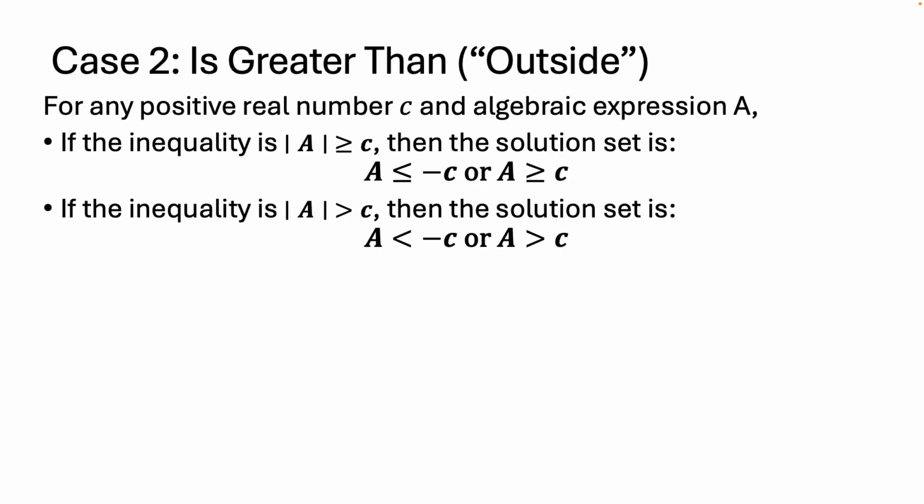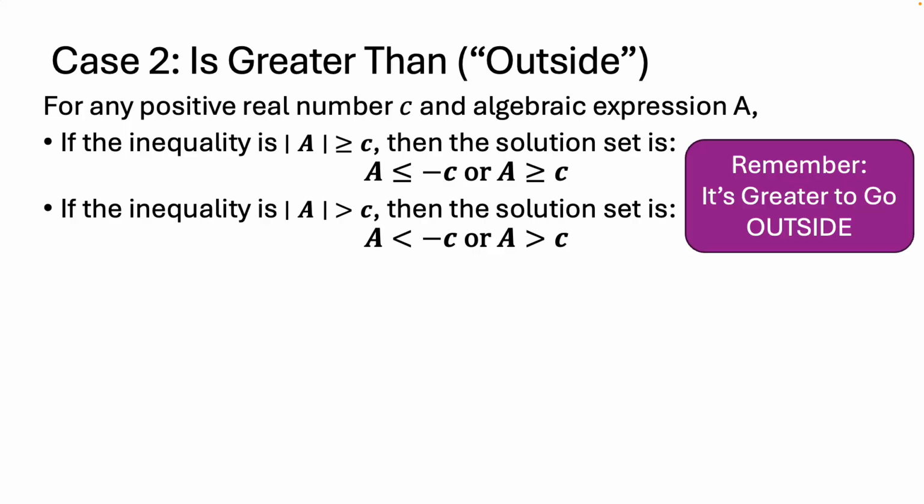If the inequality is the absolute value of A is greater than C, then the solution set is the algebraic expression A is less than negative C, or the algebraic expression A is greater than C. These are often referred to as the outside inequalities because you are outside of C and negative C. I remember these by thinking it's greater to go outside.